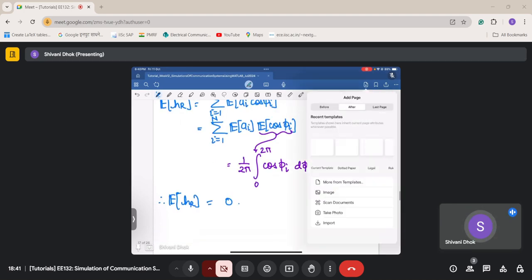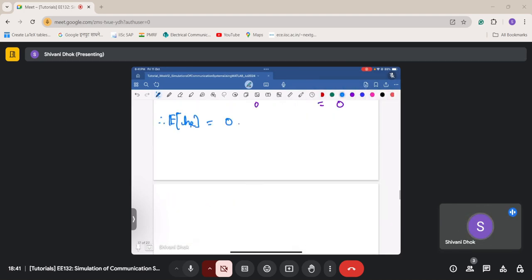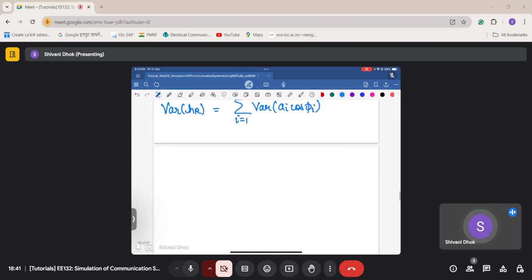Similarly, let's find out what is expectation. Okay, before that, let's find out what is variance of HR. So your variance of HR is summation i equal to 1 to n into variance of ai cos phi i. And why is it so? This is because your ai cos phi i is independent of your aj cos phi j. So your variances also sum up. This is equal to summation i equal to 1 to n variance of ai cos phi i.